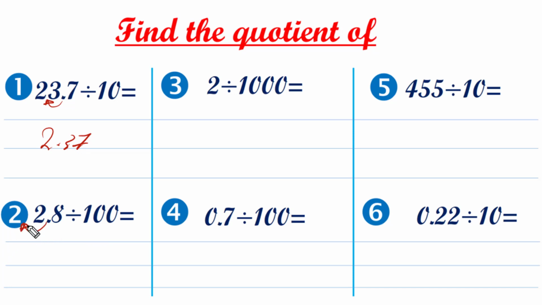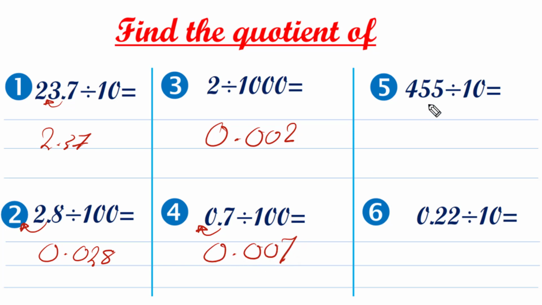Next, divided by 100, move the decimal point to the left 2 decimal places or 2 digits. So you have to insert 1 zero, we will get 0.028. Next, divided by 1000, it will be 0.002. Divided by 100, we will move the decimal point to the left 2 decimal places.